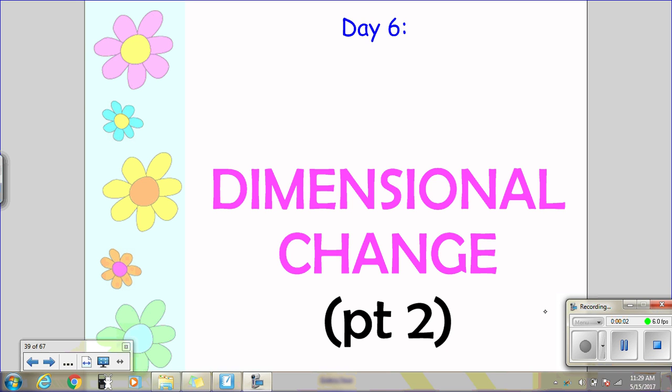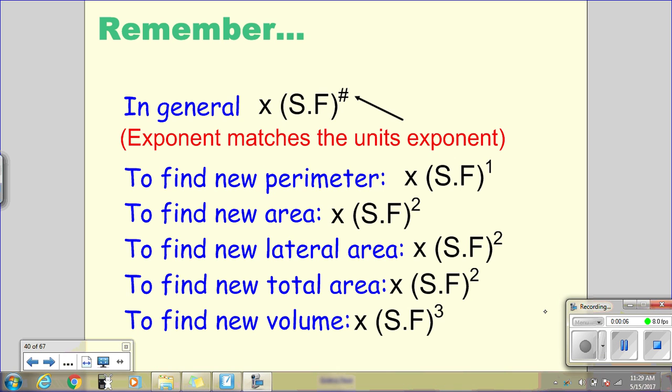Unit 12, Dimensional Change, Lesson Part 2. Remember at the end of the previous lesson, we talked about the scale factor and how the exponent matches the unit's exponent.